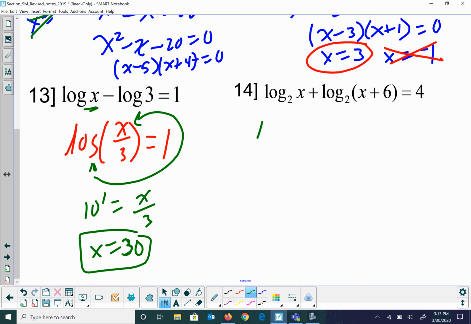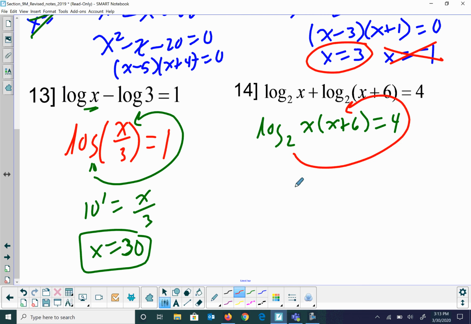This one I'm going to go ahead and condense it together. So log base 2 of x plus 6 is equal to 4. So I'm going to get 2 to the 4th equals that. And I'll distribute that over right now. So I get x squared plus 6x. 2 to the 4th is 2, 4, 8, 16.